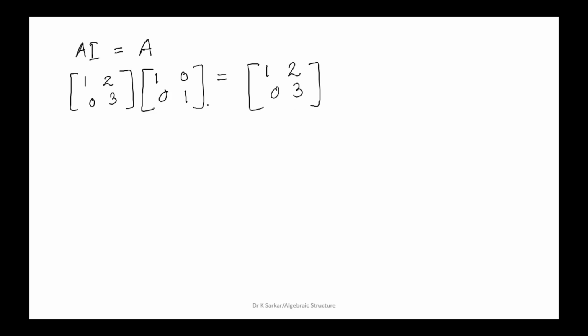Now let us check whether there is any identity element or not. AI equals A. A is [1, 2; 0, 3]. If we take [1, 0; 0, 1], the identity matrix, then we will have [1, 2; 0, 3]. And we see 1 and 1 are real, and [1, 0; 0, 1] belongs to capital M. Therefore, the identity element exists. Hence, M under multiplication is a monoid.